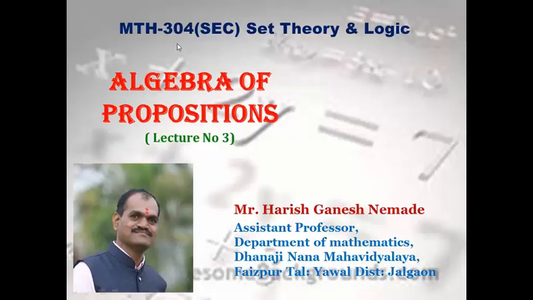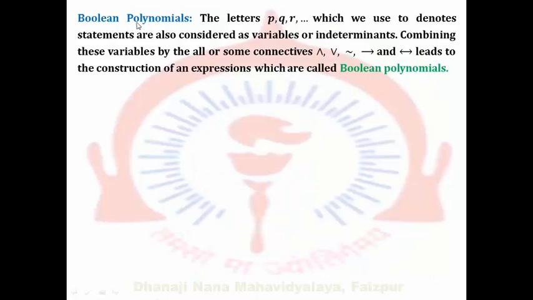Welcome students. In today's lecture of paper MTS 304, that is Set Theory and Logic, we continue our unit Algebra of Propositions. First we define Boolean polynomials, the letters P, Q, R, etc.